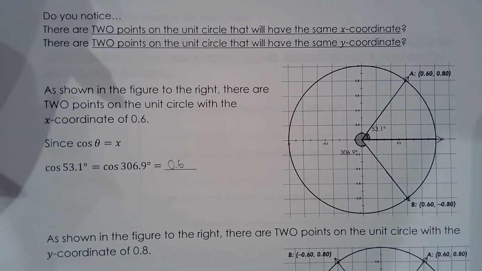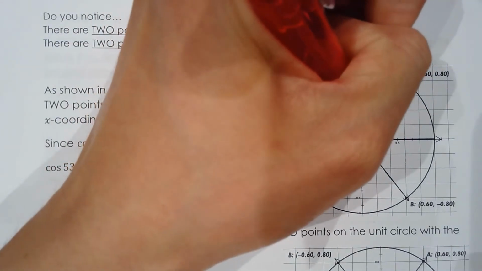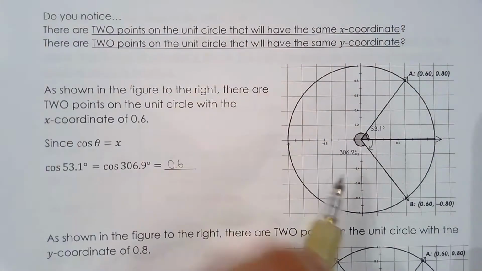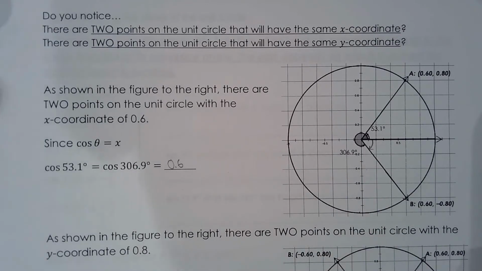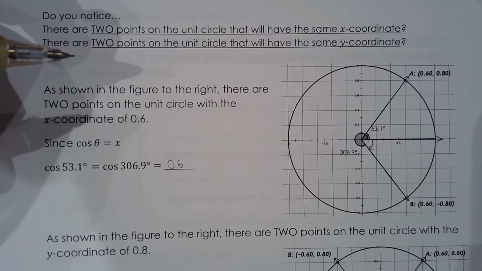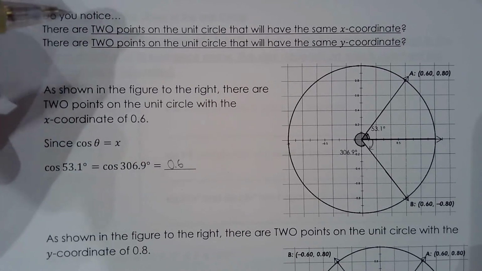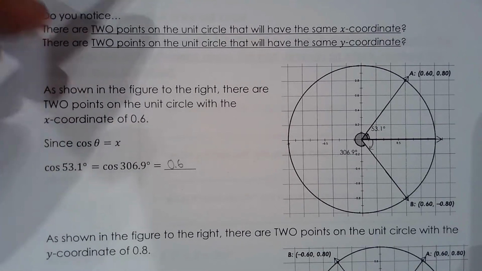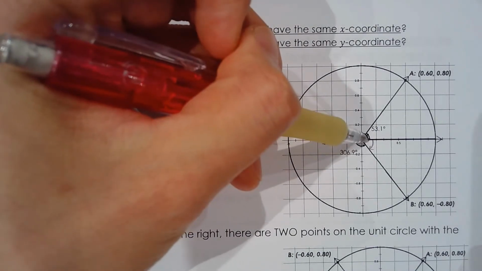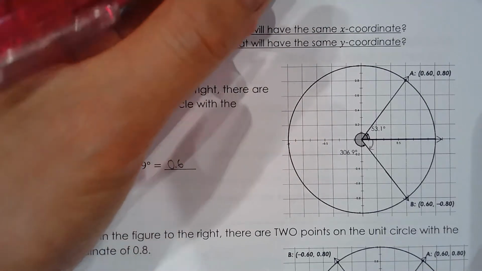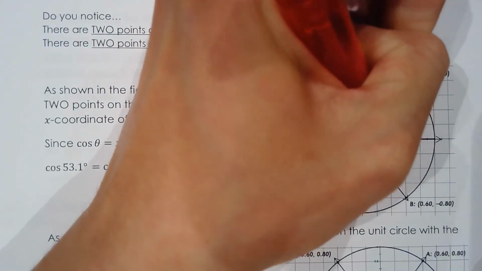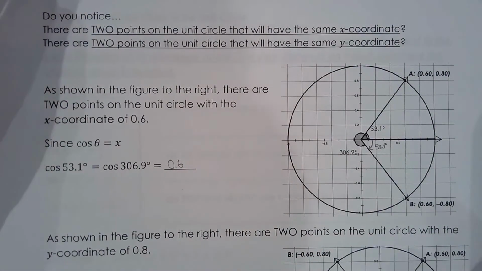Now, you may already see the relationship, but just in case you don't, I'm going to find the acute angle between the terminal arm and the x-axis, which is called the reference angle. Remember, that was one of the terms I really wanted you to remember from the previous lesson. So what's the reference angle here? How do I find that? The whole circle is 360 degrees, so this is 306.9. So 360 minus 306.9 is 53.1 degrees. Wow.